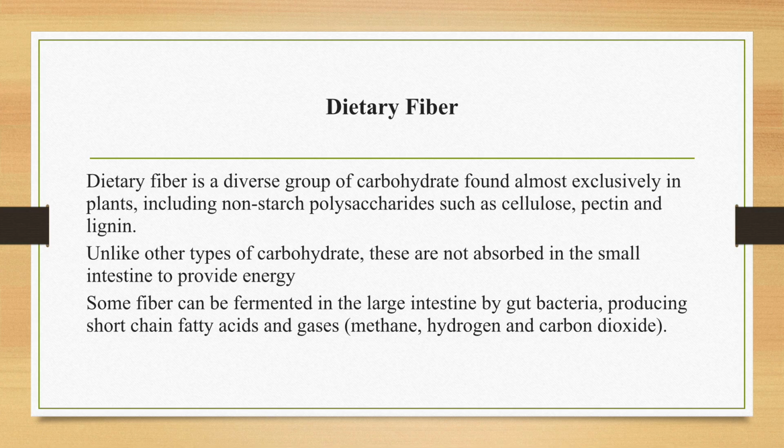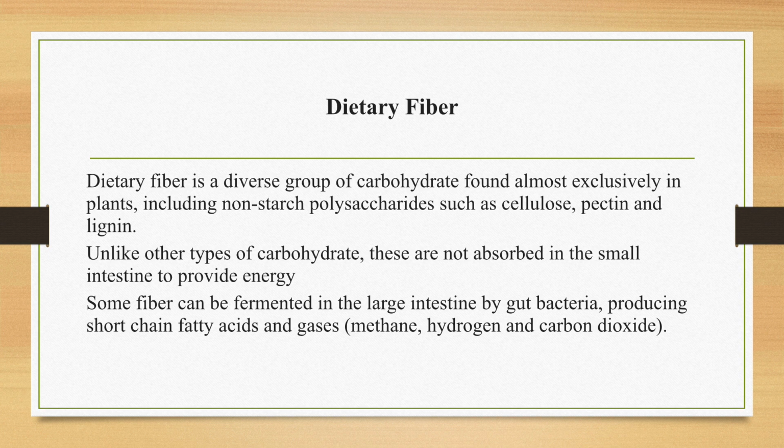Dietary fiber is a diverse group of carbohydrates. It means dietary fiber is not just a single substance. It is a diverse group because it contains a variety of carbohydrates that are found only in plants. It is different from other carbohydrates because other carbohydrates are starchy. Starchy means that they provide us starch that can be digested in our body and provide us energy. But these dietary fibers are not digestible in our body. They are non-starchy polysaccharides. Examples of these are cellulose, pectin, and lignin.